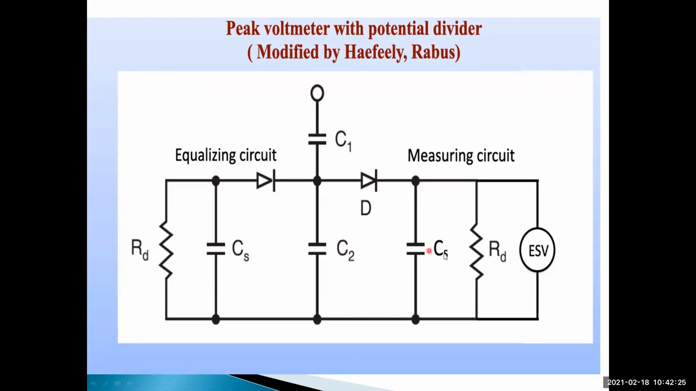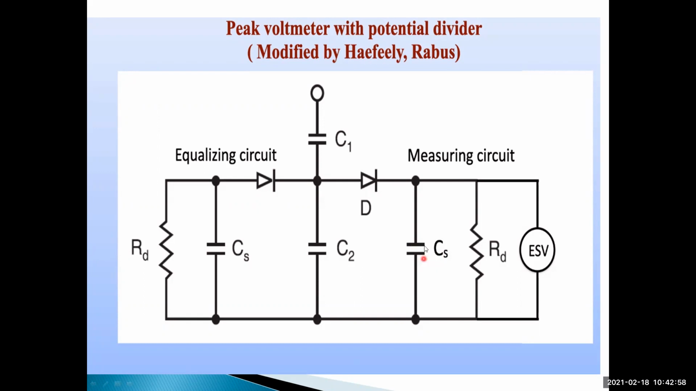C2 and CS are in parallel once the diode is forward biased. In that case, capacitor CS also charges to the peak value of C2. How much voltage is charged by C2? The same voltage is charged by the capacitor CS. That's why this is called the charging capacitor.